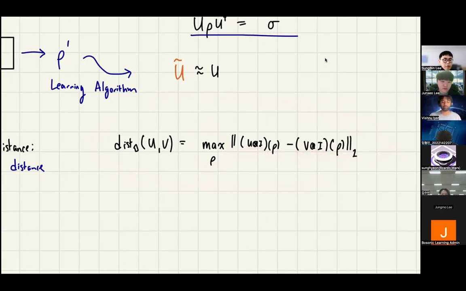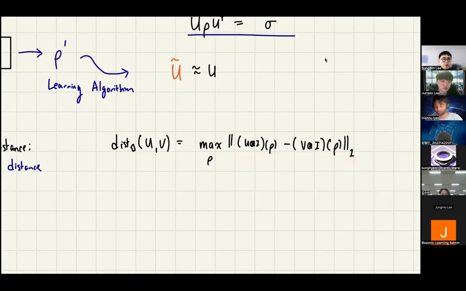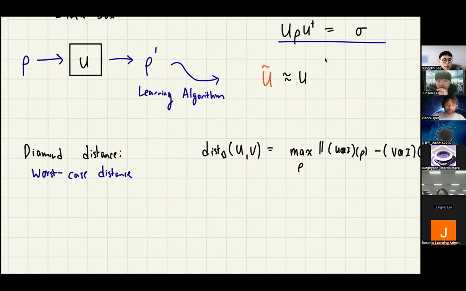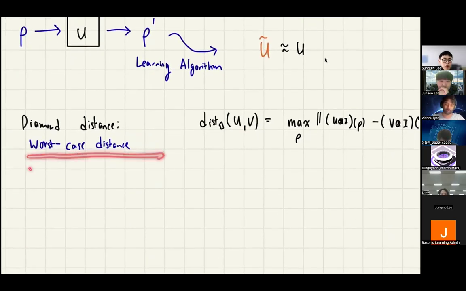Okay. What this is saying is if two unitaries are close in diamond distance, that means on every single state rho, the output states are going to be close. So if you consider any possible input, then the output states are going to be close in the standard state distance metric. So the actual formal definition doesn't matter too much. All that matters is this is going to be like a worst case distance.